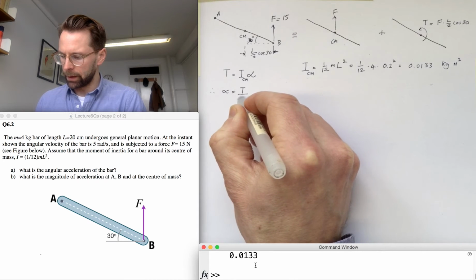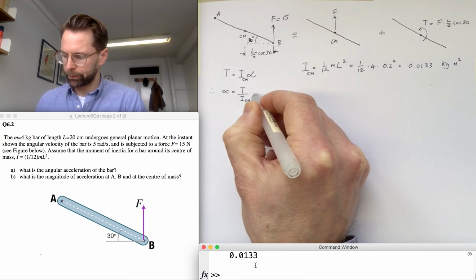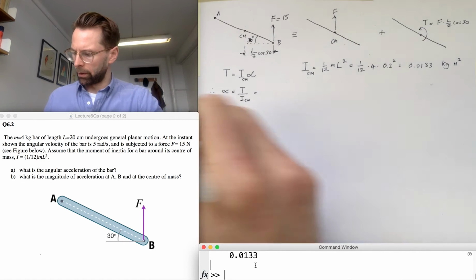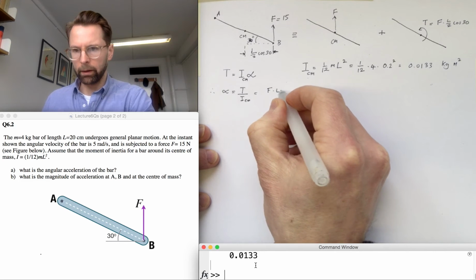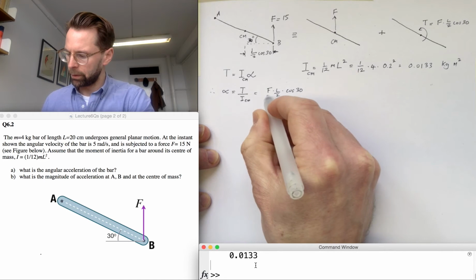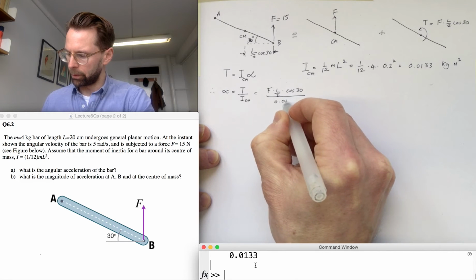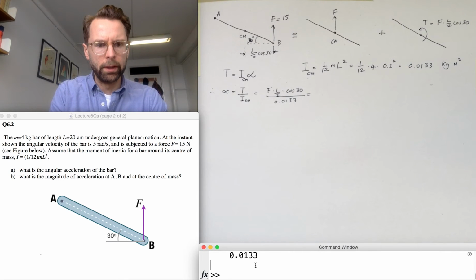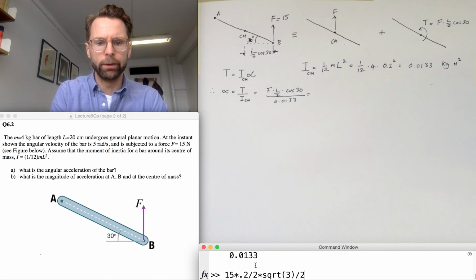Just by rearranging that. And if we put in, so I'm now going to calculate F dot L over 2 cos 30, all divided by 0.0133. So the force is 15 newtons given the question, times 0.2 over 2, so the length is 0.2, divided by 2, times by cos of 30, which is square root of 3 over 2.